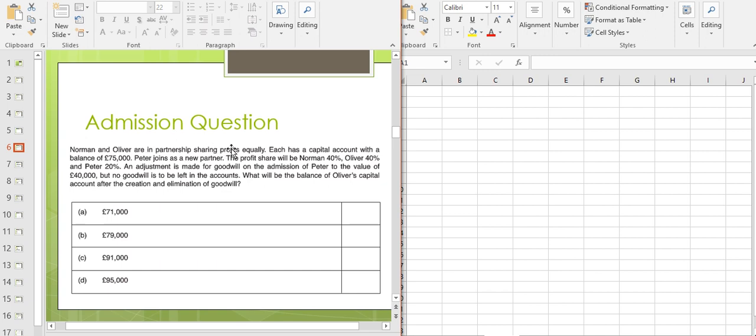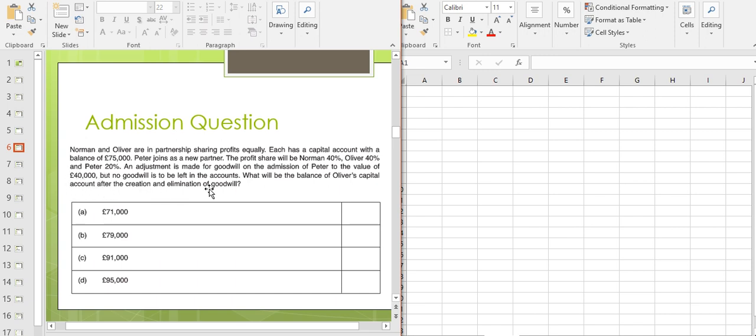However, after Peter joins, it is going to be a 40-40-20 split. So before 50-50, now it's 40-40-20. We need to account for goodwill, and exactly what I mean by that we'll have a look at in a moment. Goodwill has been valued at 40, so the existing partners feel that the business is worth an additional 40 because of their hard work and effort.